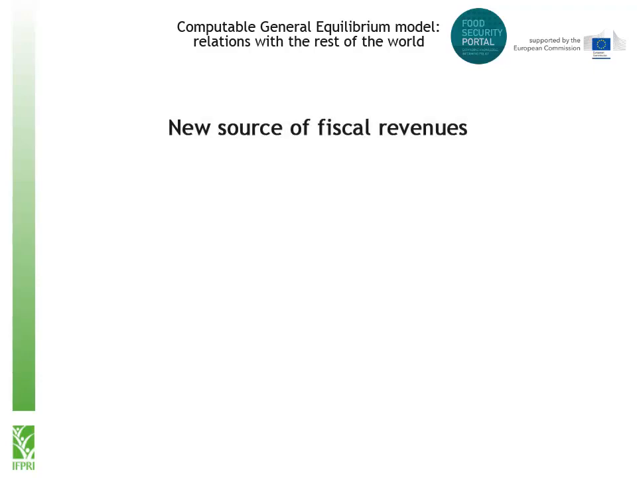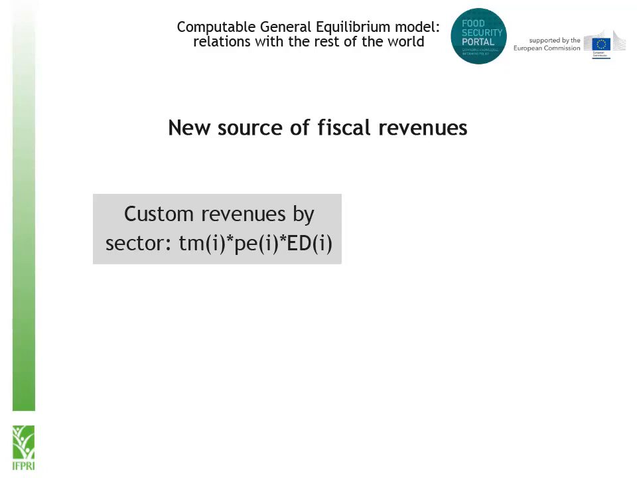So what is the amount of custom revenues by sectors? It's very simple, because you've got ED in sector I, which is the imports in volume. So if you multiply ED by PE in sector I, you've got the value of imports in sector I at world prices. And this is exactly the basis of taxation. So if you multiply this by the custom duty, TM in sector I, you've got custom revenues by sector, TM in sector I times PE in sector I times ED in sector I.